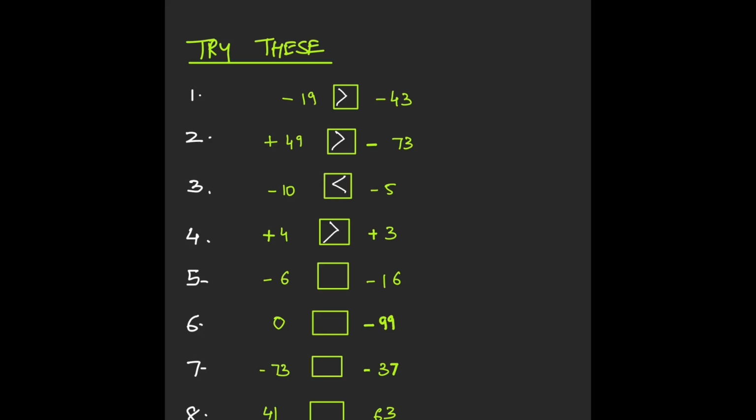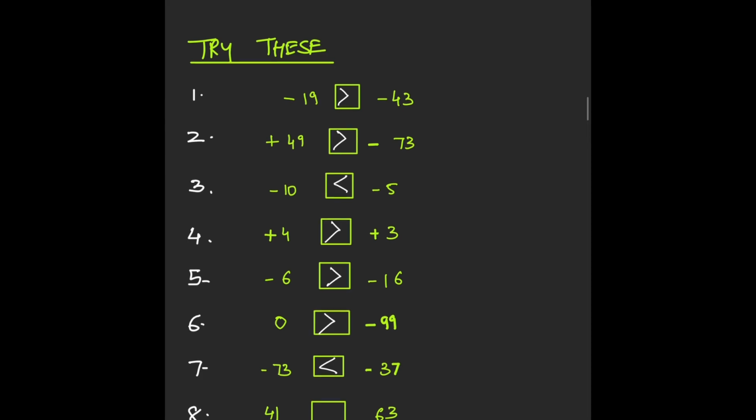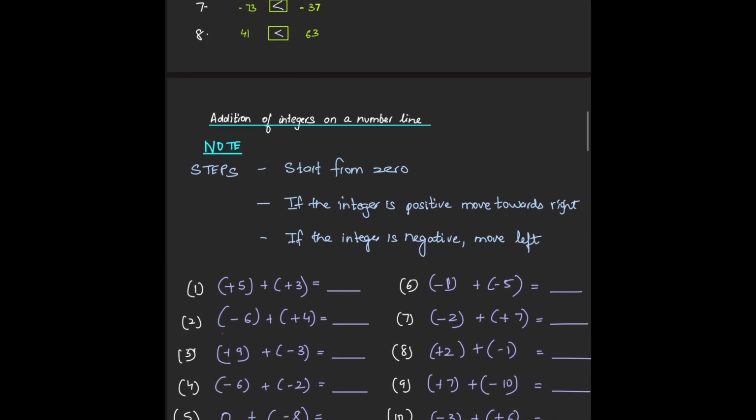Both are positive, 4 is greater. Both are negative, minus 6 is greater. 0 is greater. Minus 37 is greater. 63 is greater. Now we come to an interesting part.